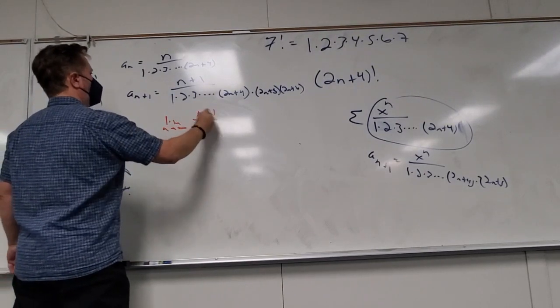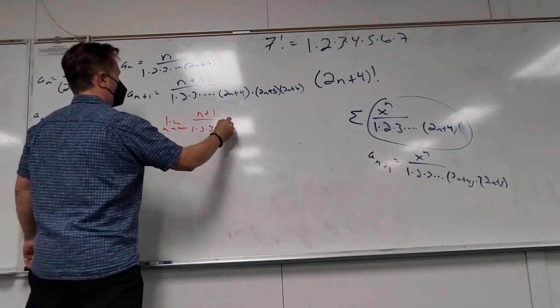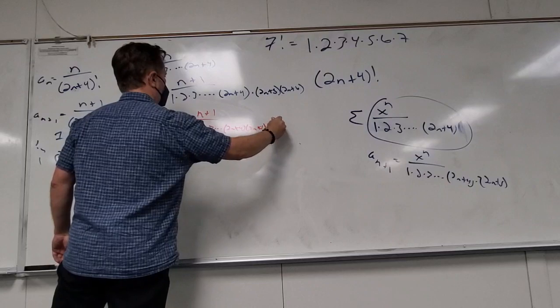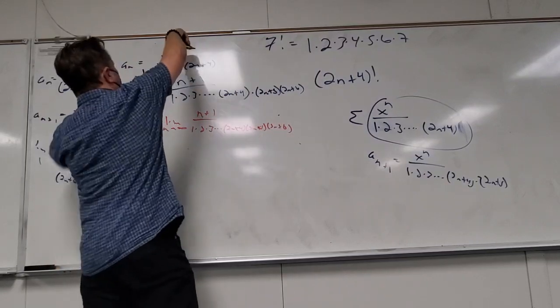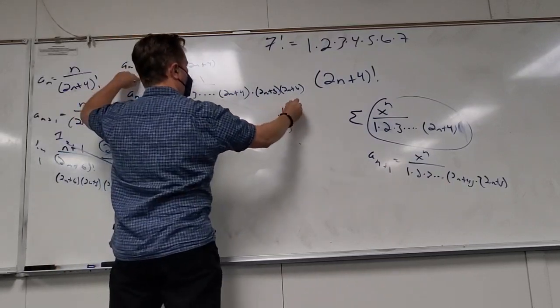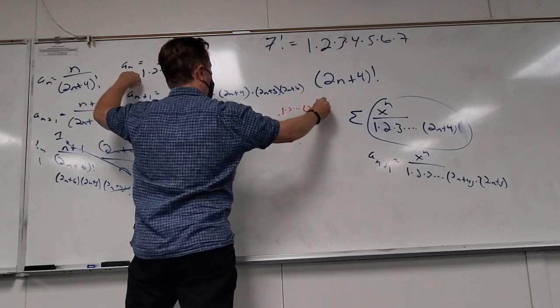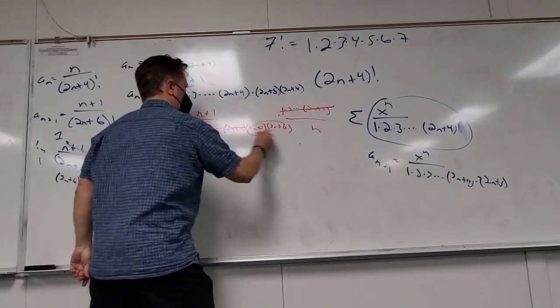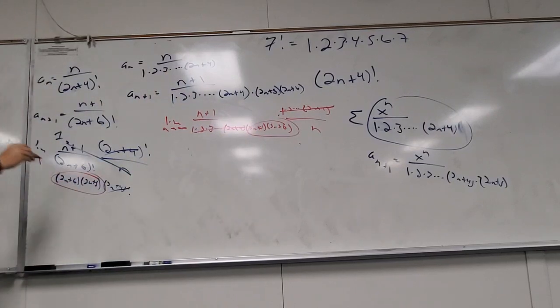So it'll be n plus 1 over 1 times 2 times 3 times 2n plus 4, 2n plus 5, 2n plus 6, times 1 times 2 times 3 up to 2n plus 4 over n. Up to 2n plus 4 cancels. I'm left with 2n plus 5, 2n plus 6. Same thing, yes?